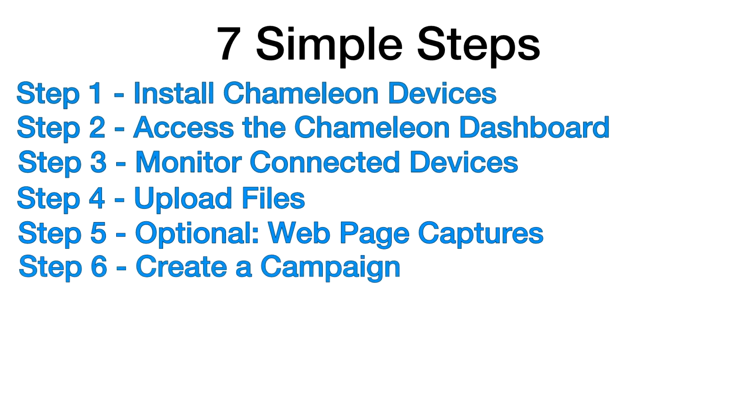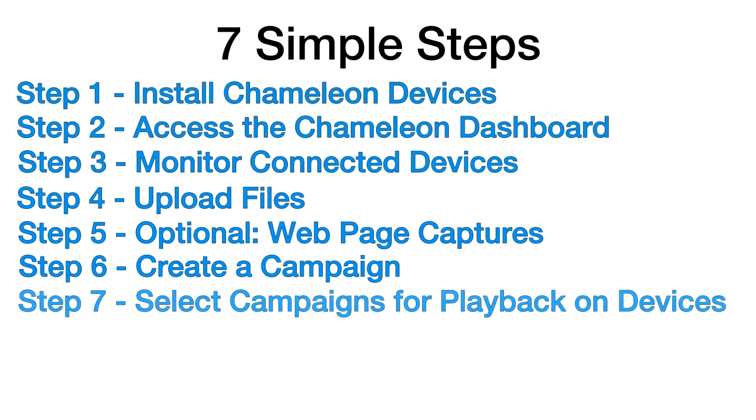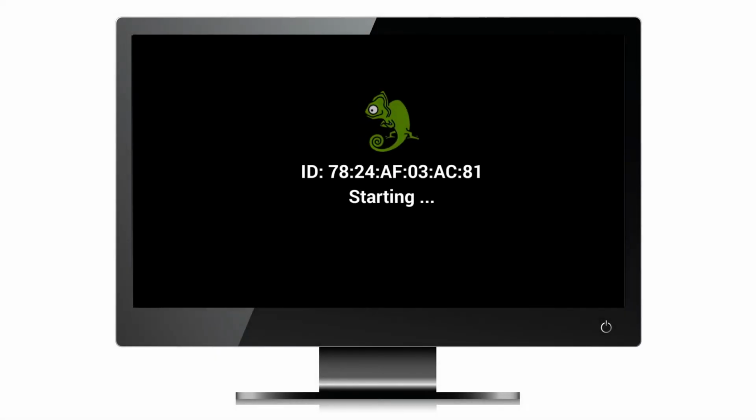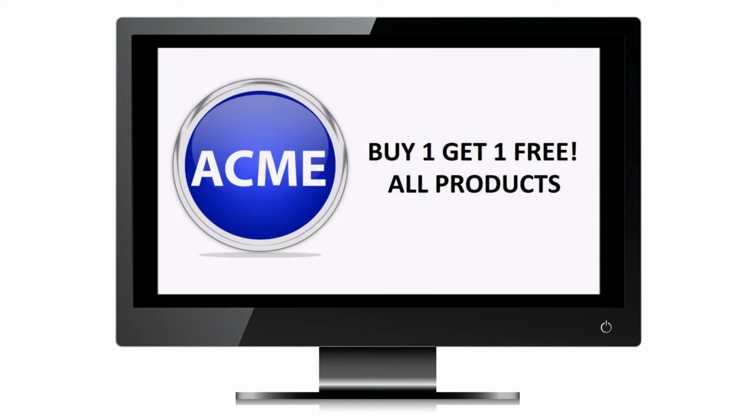Create a collection of graphic and video files, including web page captures, for ordered and scheduled display on device screens. Choose which campaigns will run on each device screen. That's it. After performing this last step, devices will be automatically updated within a few minutes and begin to display your content.